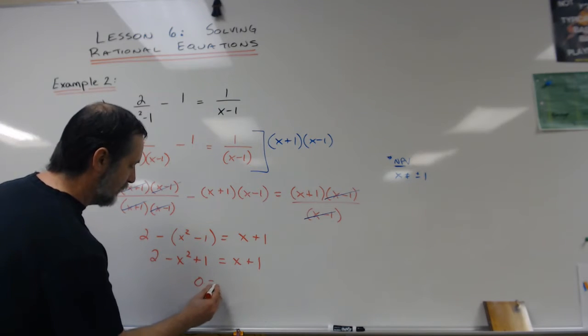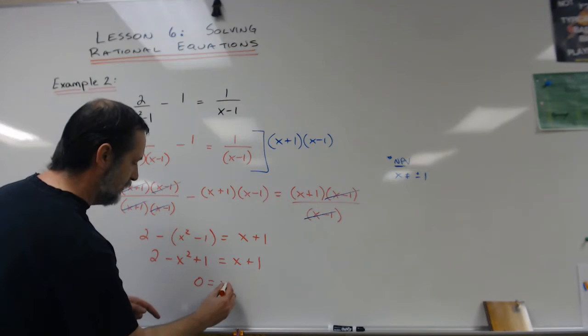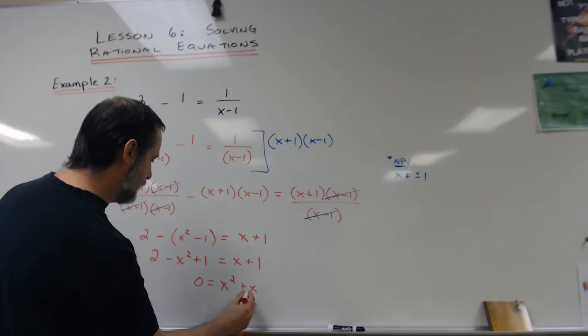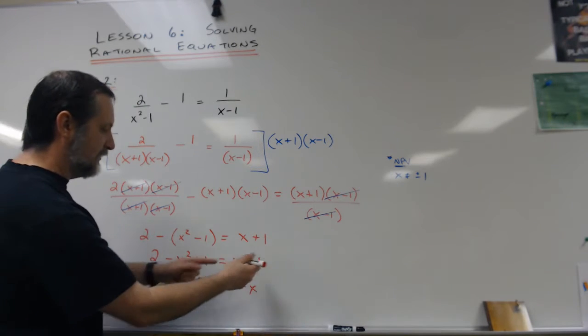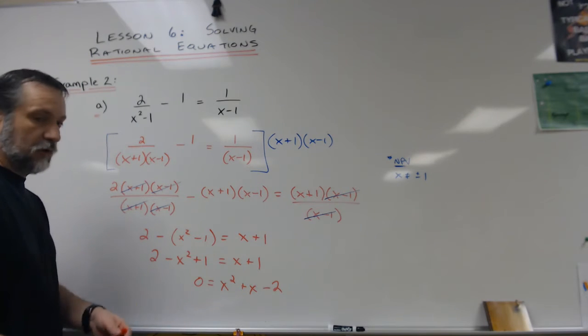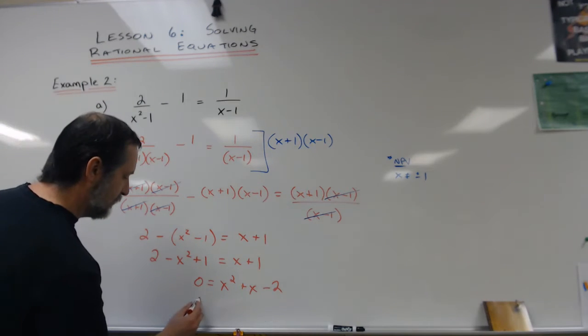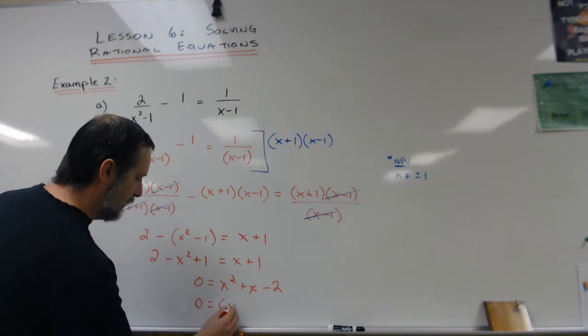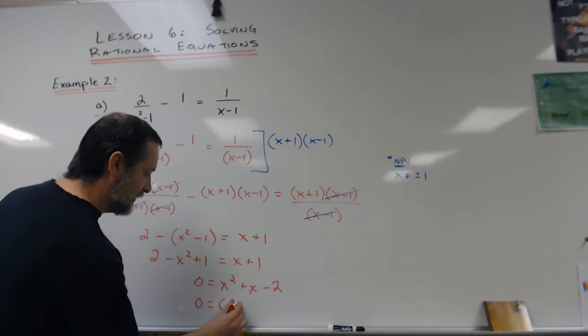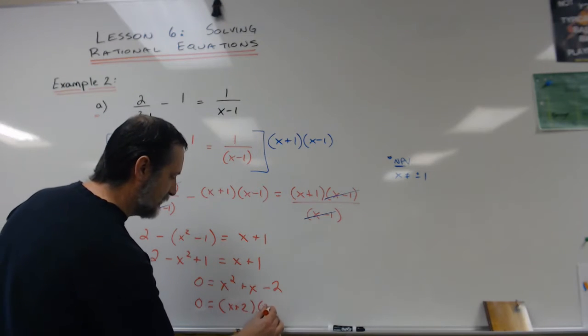So 0 equals, so the x squared comes over. I have an x there and that's it. So plus x. And I have 3 on this side I have to subtract, so minus 2. So 0 is x squared plus x minus 2. That's some real simple factoring. x plus 2 times x minus 1.